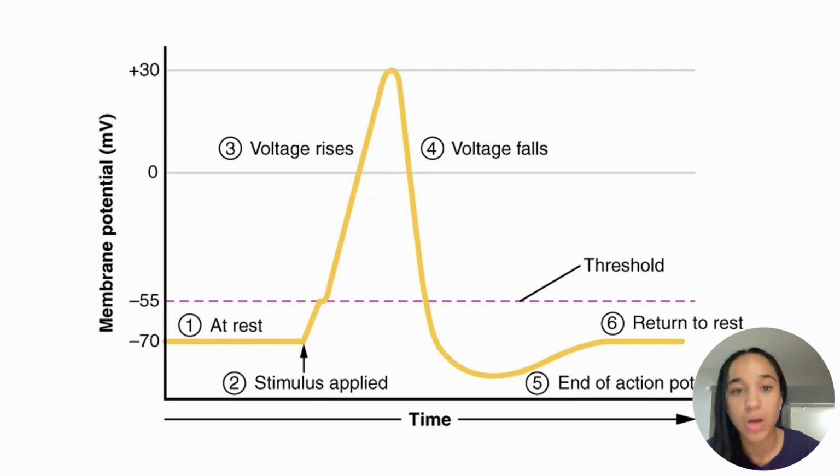So we have to know the difference between the channel types. There are voltage-gated channels and ligand-gated channels. Voltage-gated channels respond according to an electrical charge, and ligand-gated channels are only opened when molecules bind to them.